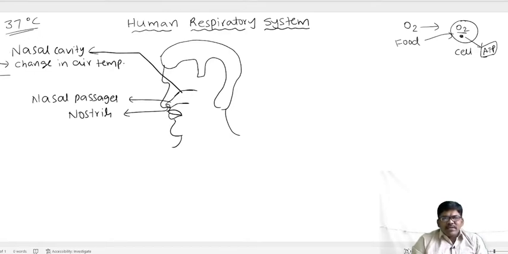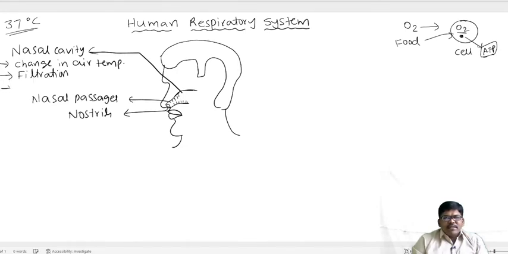Then in the nasal cavity we can see the filtration of air. The nasal passages and nasal cavity contain hair. This hair is used for the filtration of air. Apart from the hair, the nasal cavity and nasal passages contain mucus secreting glands. The mucus secreting glands along with the hair are used for the filtration of air. In the filtration of air, we can see the prevention of entry of dust particles into the respiratory tract.